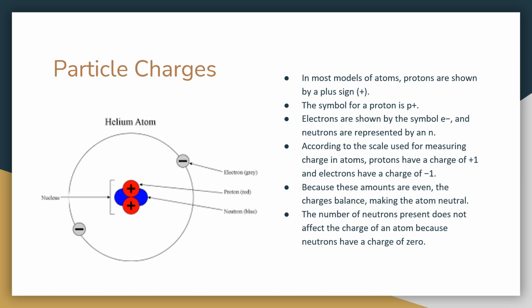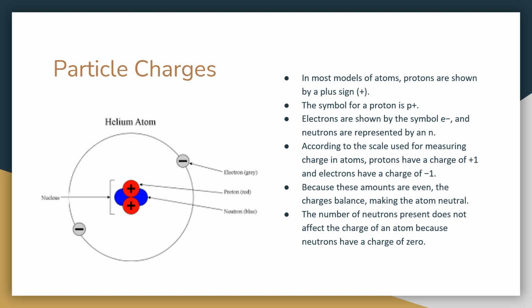So particle charges. In most models of atoms, protons are shown by a plus sign. The symbol for a proton is P+. Electrons are shown by the symbol E-, and neutrons are represented by an N. Electrons can also be shown as a negative sign in this helium atom. So you can either use the E-, the P+, or a plus sign, or a minus sign.